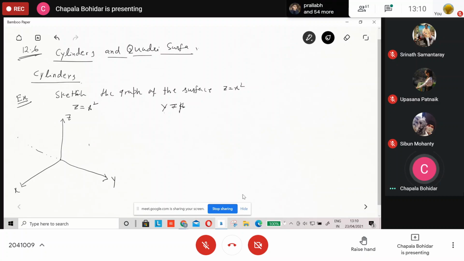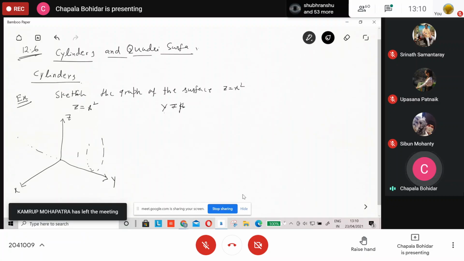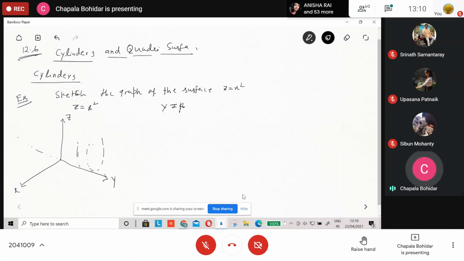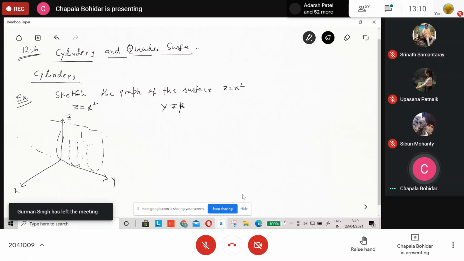I consider a parabola here. I'll get a parabola here. Similarly, I'll get another parabola here, and another parabola at each point. So by combining all those parabolas, the upper side and the lower side.